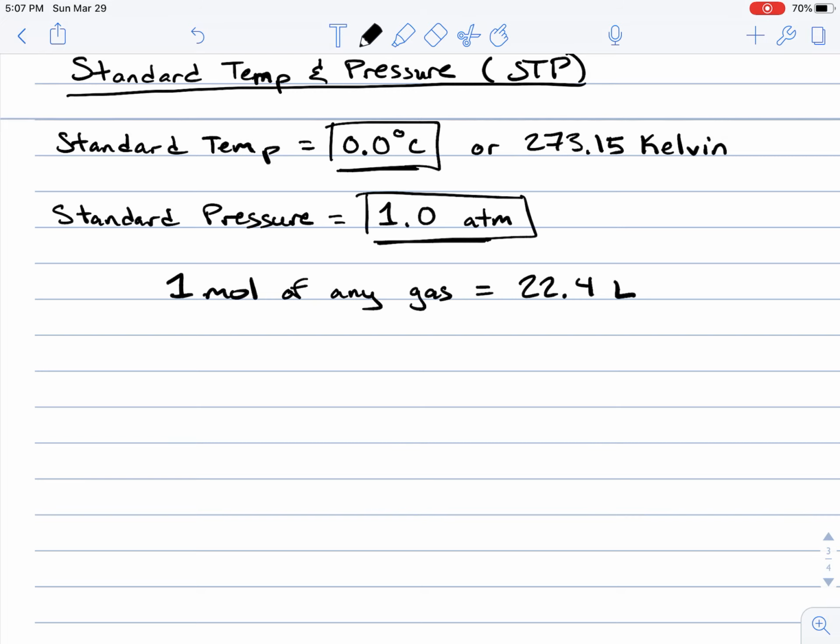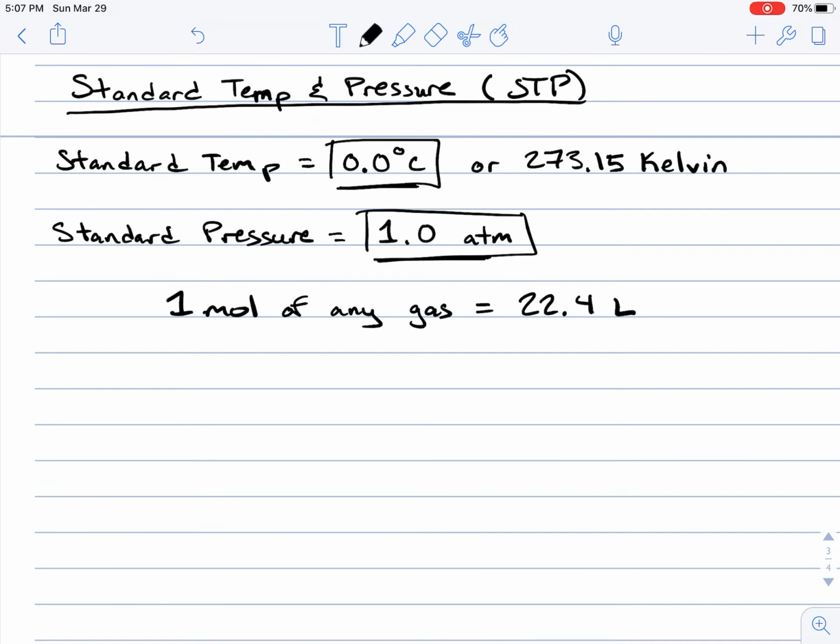And so if you are given a problem that utilizes STP, you can go ahead and make this relationship: 1 mole is equal to 22.4 liters. If in the problem the temperature and pressure are not at standard temperature and standard pressure, then you cannot use this relationship between moles and volume. Cool.